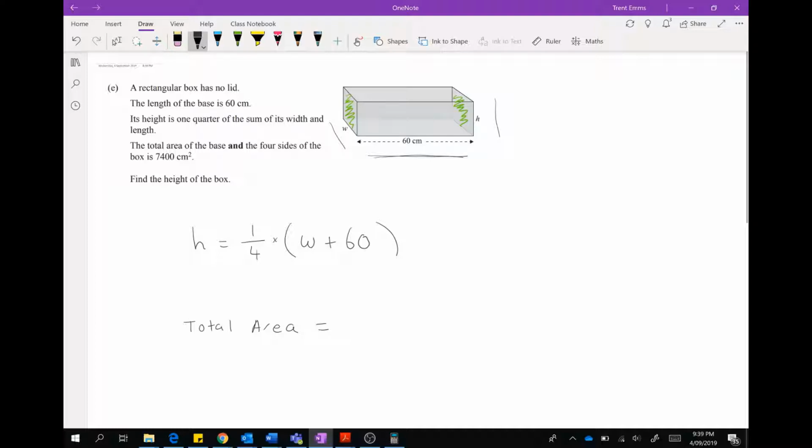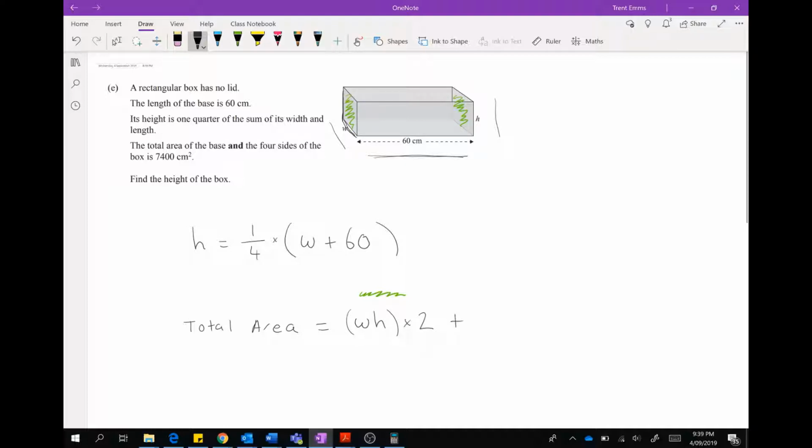So we can see that the green part, so let's do the green. The green bit is going to be, so the area of any rectangle is the base times the height. And the base is W, the height is H. So W times H is that green area, and I have two of them, so I need to multiply that by 2.